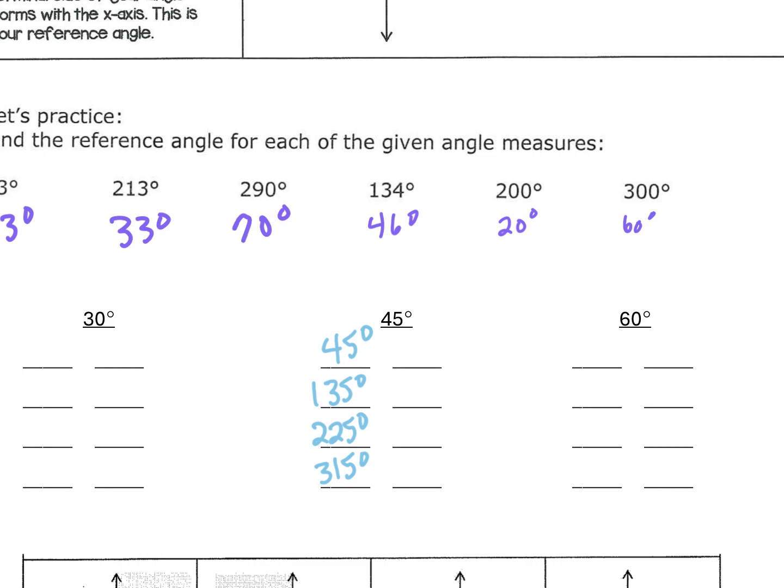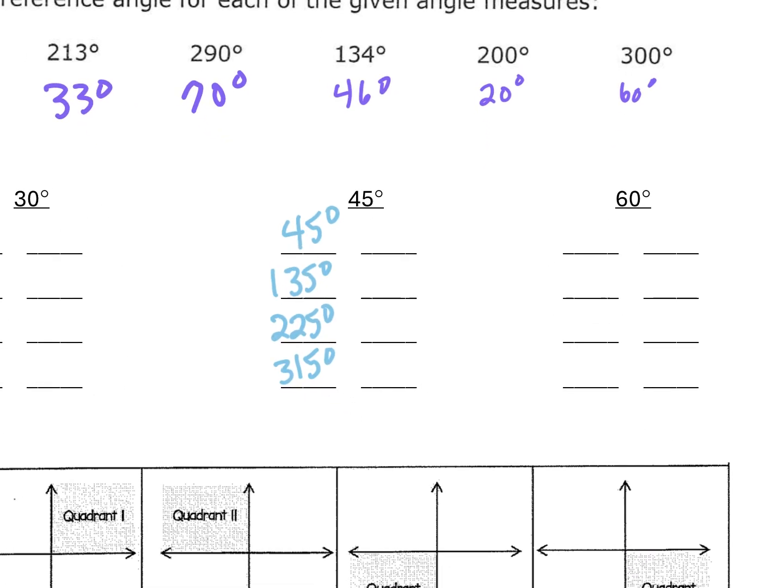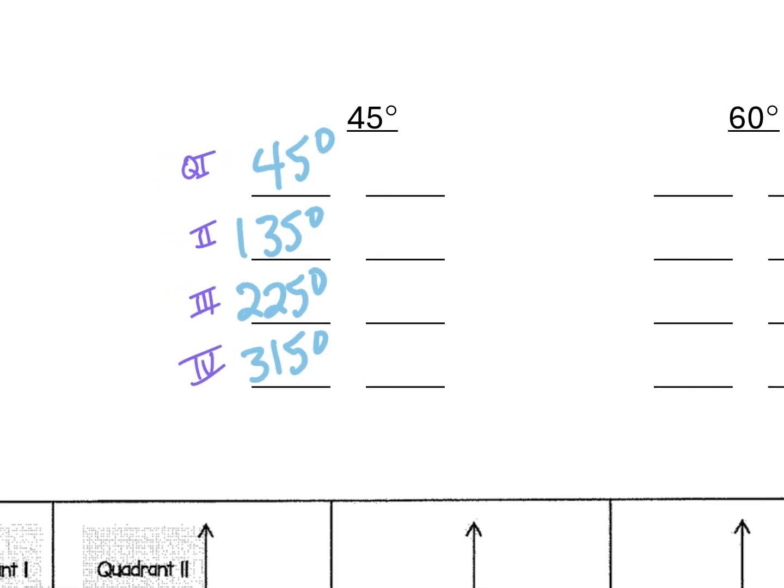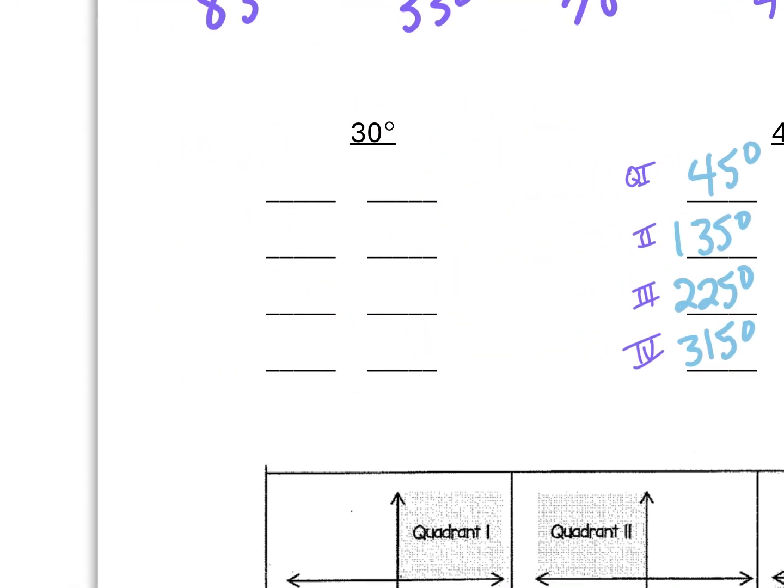The only reason why I have this is it's exactly what we just did on the other page. 45 degree reference angles in each quadrant. This would be the 45 degree reference angle in quadrant 1, quadrant 2, quadrant 3, quadrant 4. Okay? I want you to think about what the 30 degree reference angles would be in each quadrant. So in quadrant 1, it's just going to be 30 degrees.